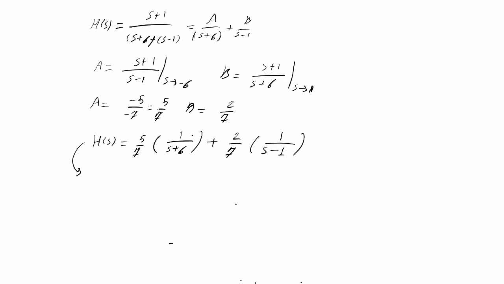So finally, h(t), the inverse Laplace, is going to equal 5 over 7 e to the negative 6t plus 2 over 7 e to the t.